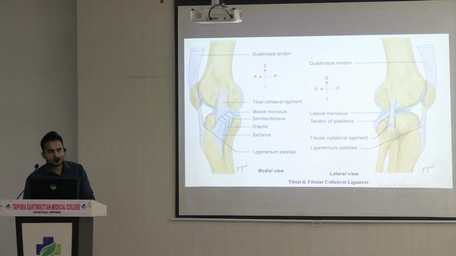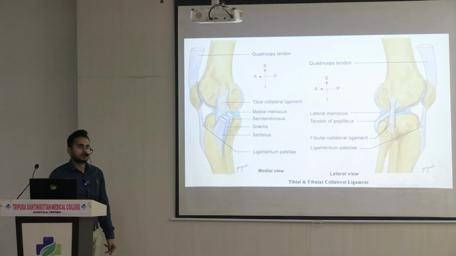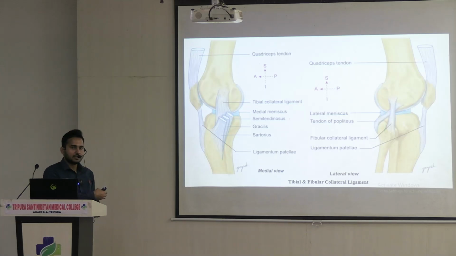Why? Because there is a gap for the passage of the tendon of popliteus. The popliteus tendon passes through, that's why a gap is there, and because of that gap it is not attached to the fibrous capsule. Along with the tendon of the popliteus, the inferior lateral genicular vessels and nerves are also passing. Okay, so these are some important points related to the lateral and medial collateral ligaments.